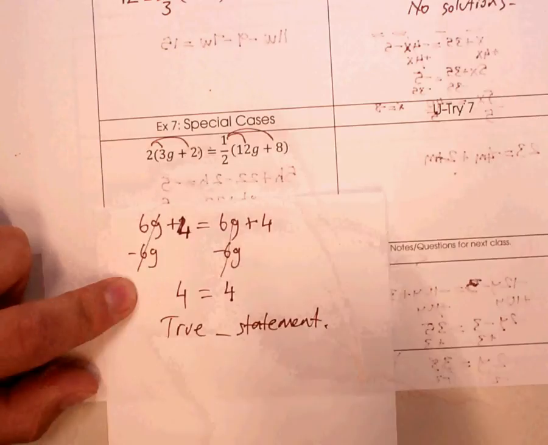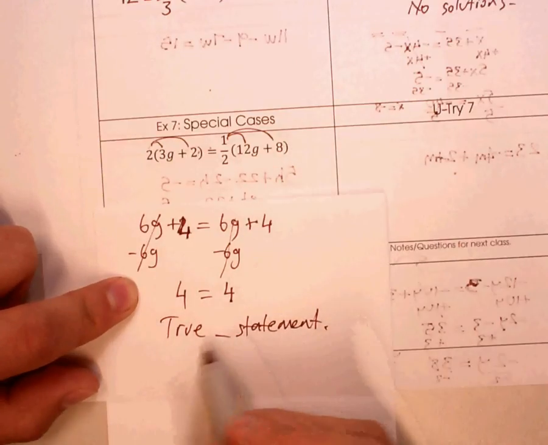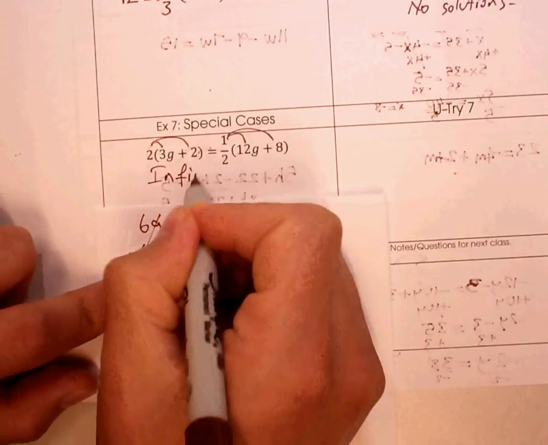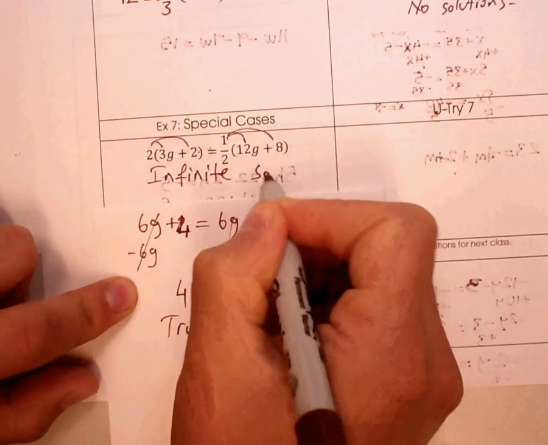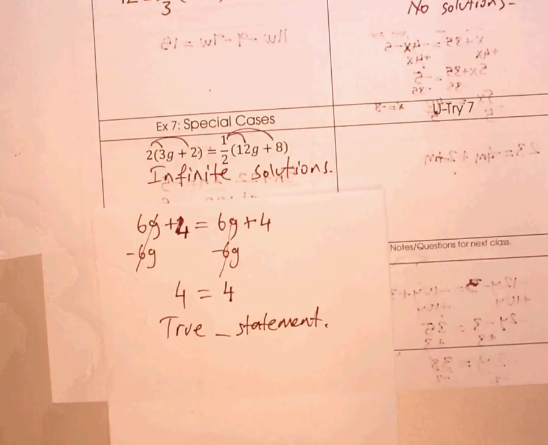G can have any value, 1, 2, 3, 4, 5, 6, negative 5, 100. G can have any values and it will still give us a true statement. For that reason I will say infinite solutions. For this question the answer would be infinite solutions.